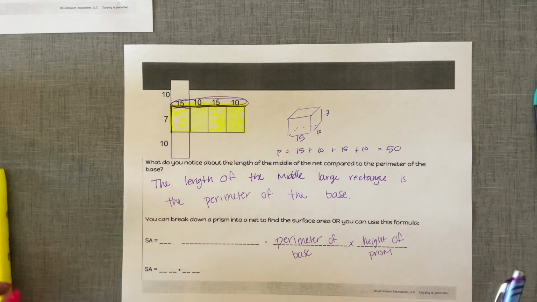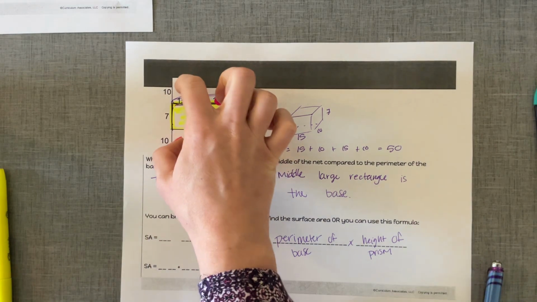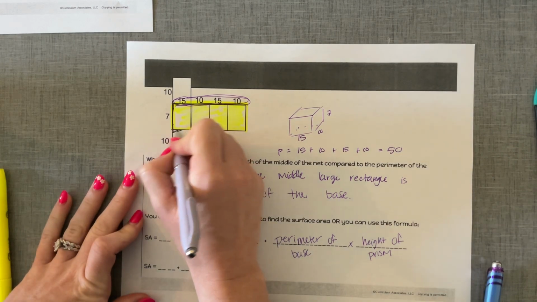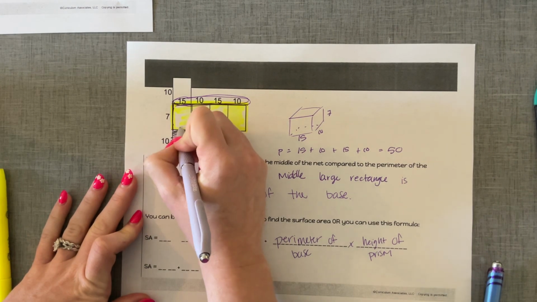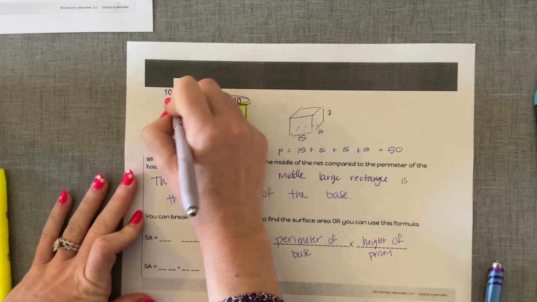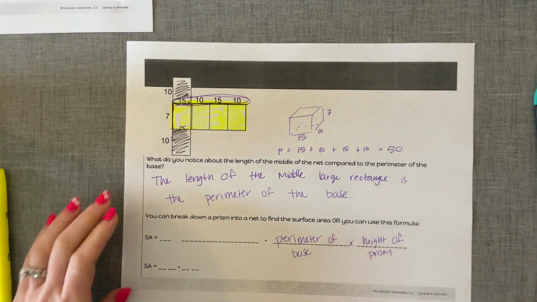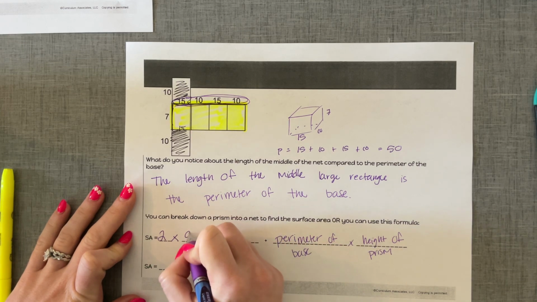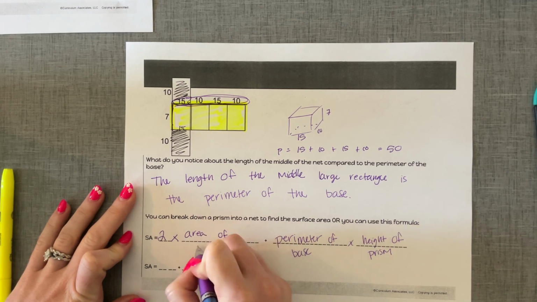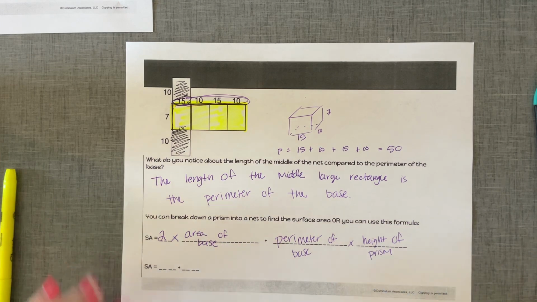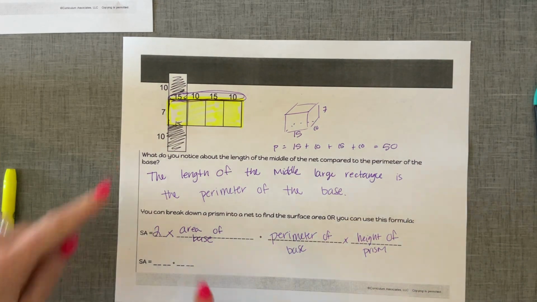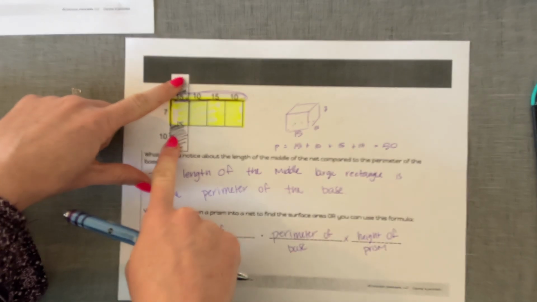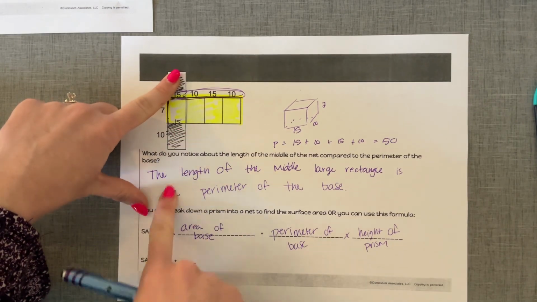Okay. But I also need to include these two sides. And that is a 10 by 15, which is my base. So I need to include 2 of the base areas as well. Okay. So I have these 2 side tabs, which are the base. I need to have 2 of those areas.